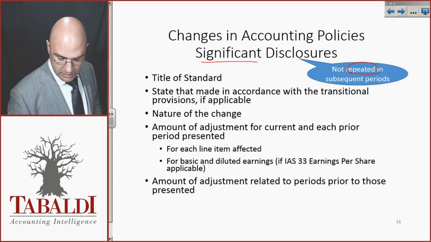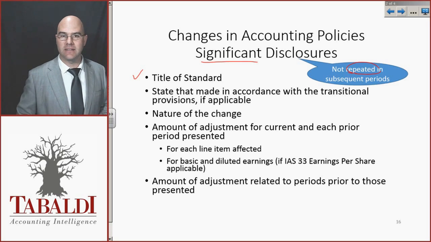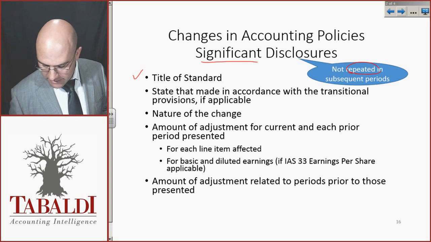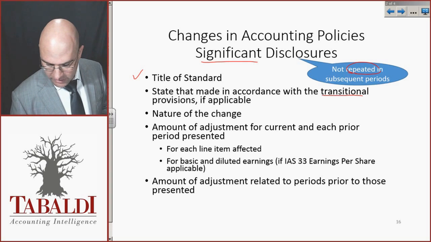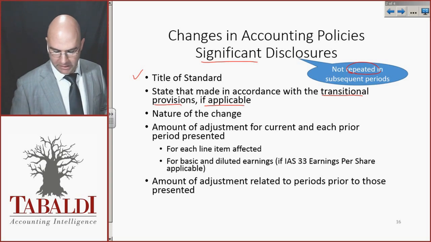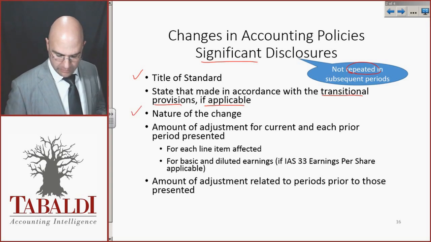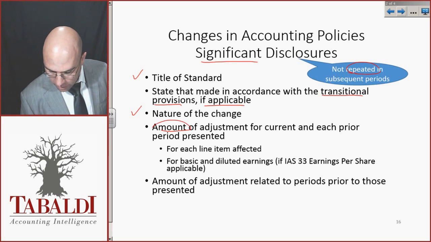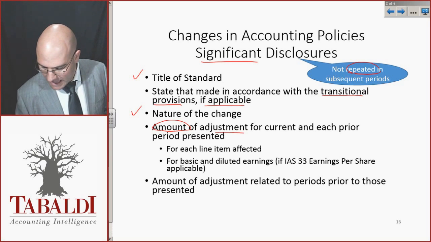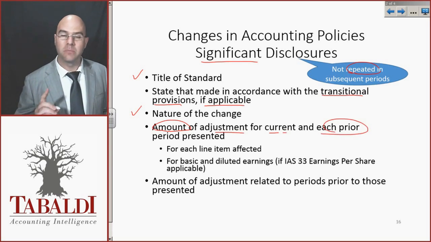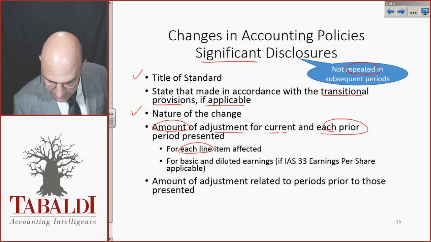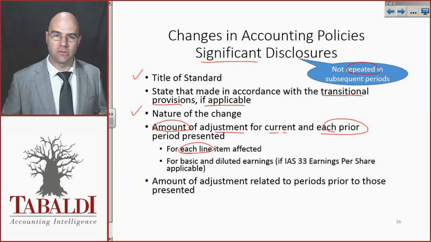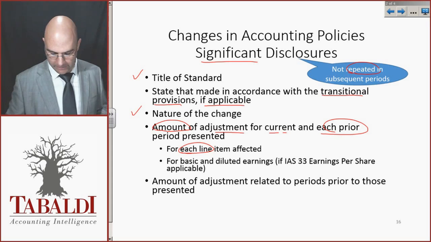So you tell me the title of the standard that this relates to. State that it's made in accordance with the transitional provisions, if applicable. Tell me the nature of the change, the amount of the adjustment for the current and each prior period presented for each line item, not a general assets, right? You must tell me inventory or PPE.